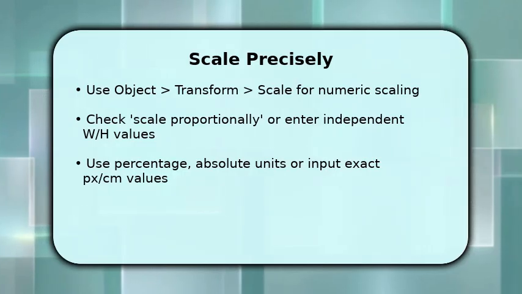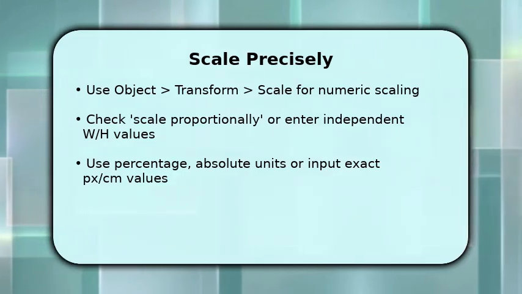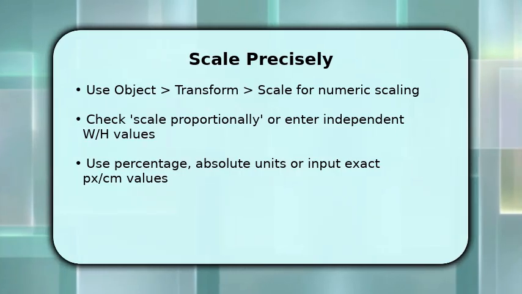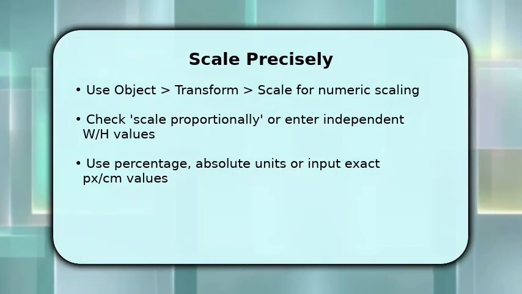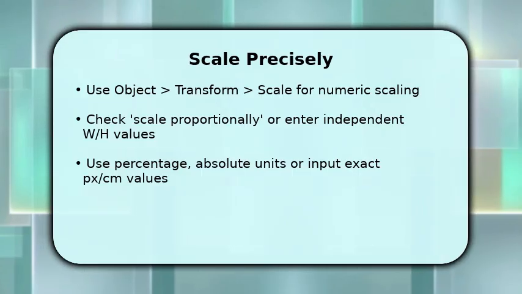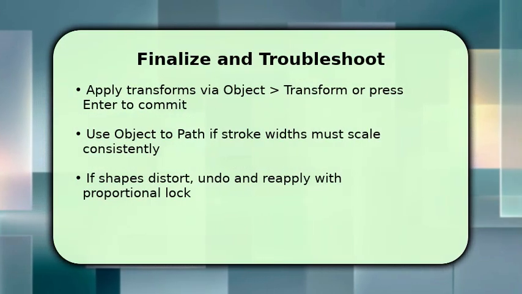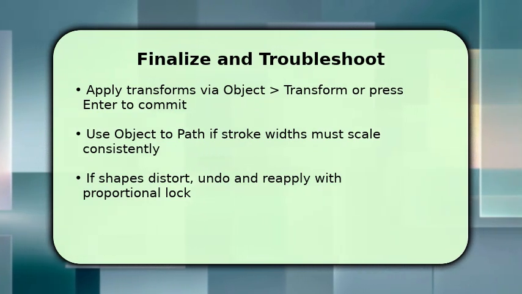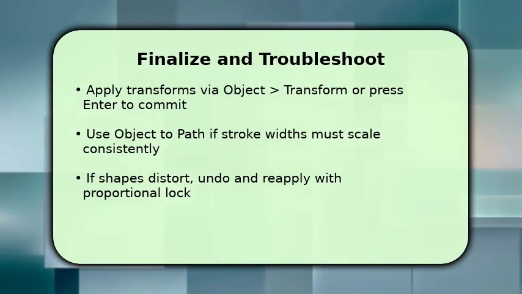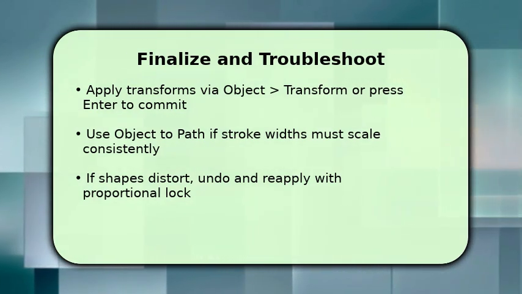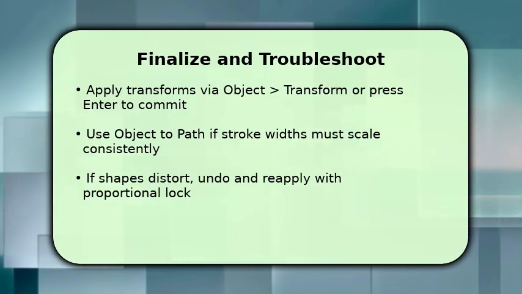You can also use the toolbar readouts to drag handles while watching numbers change. If working with multiple objects, group them first or use Selection Bounding Box to ensure everything scales together. Finish by committing the transform and then verify fill, stroke, and stroke width. If stroke width should scale, convert strokes to paths or adjust stroke scaling in Inkscape preferences.